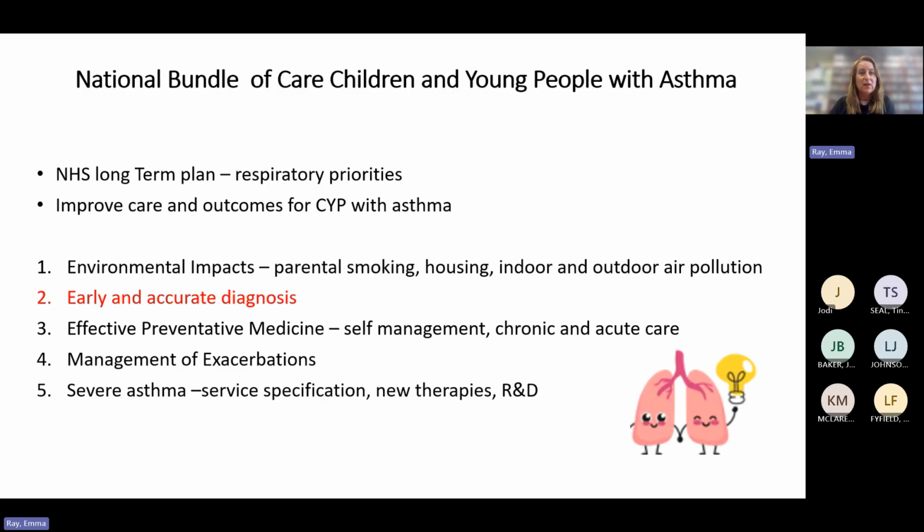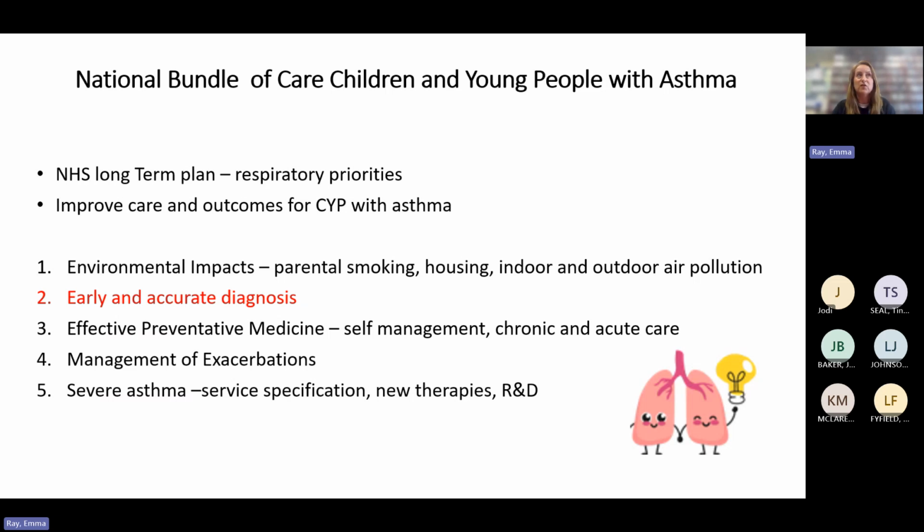Okay, so the National Bundle of Care, hopefully all of you would have heard of this. It stems from the National Long-Term Conditions Plan. Obviously, there's been an update on that in the last year because we've got a new government, but it's all about improving the care and outcomes of children and young people with asthma, because we've got some of the worst outcomes compared to the rest of Europe. That's in terms of hospitalisations and deaths.